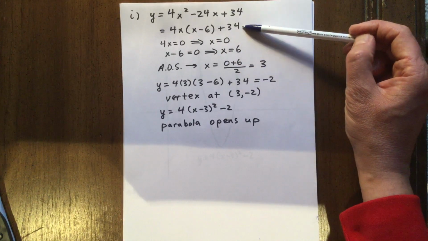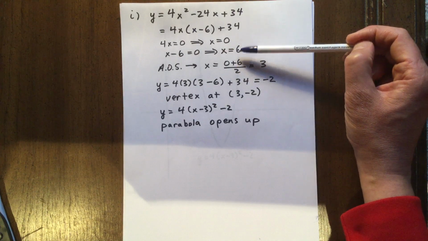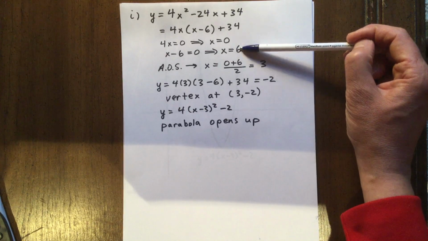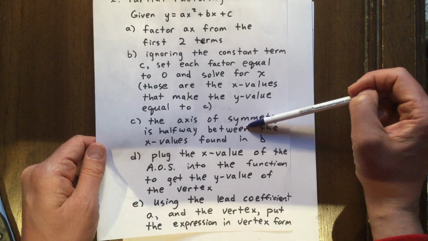in this case. Since both an x value of 0 and an x value of 6 result in the same vertical value, the same y value, that means we know the axis of symmetry is halfway in between x equals 0 and x equals 6. And that's what we say in part C.